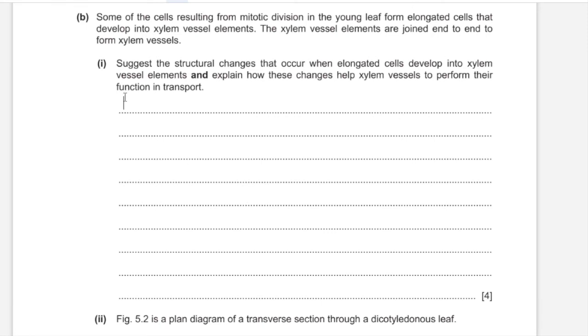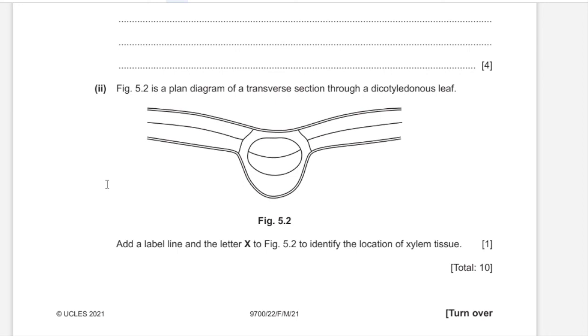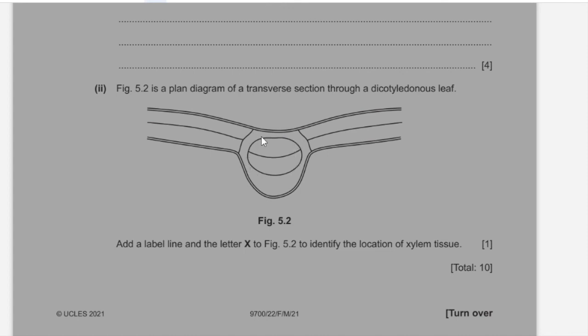In xylem vessels, there is no cytoplasm or any other organelles. The end walls are broken down, and the cell wall is lignified, and this ensures that the lumen of the vessel is hollow to reduce the resistance to water flow, which in turn increases the rate of water flow in the xylem vessel. 2. Figure 5.2 is a plan diagram of a transverse section through a dicotyledonous leaf. Add a label line and the letter X to figure 5.2 to identify the location of the xylem tissue. This part over here is the xylem tissue. This structure represents the vascular bundle.